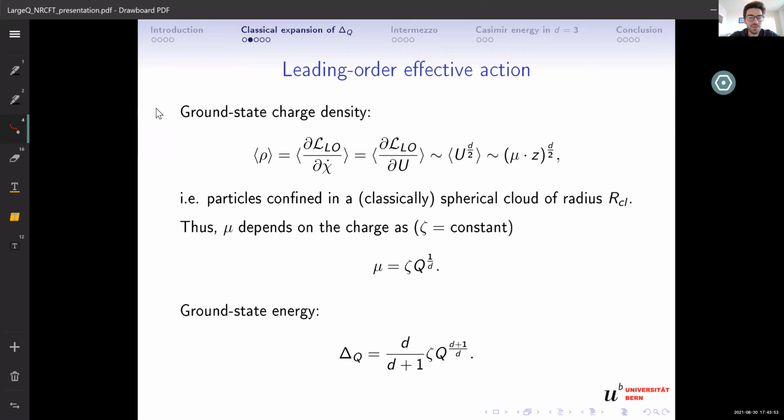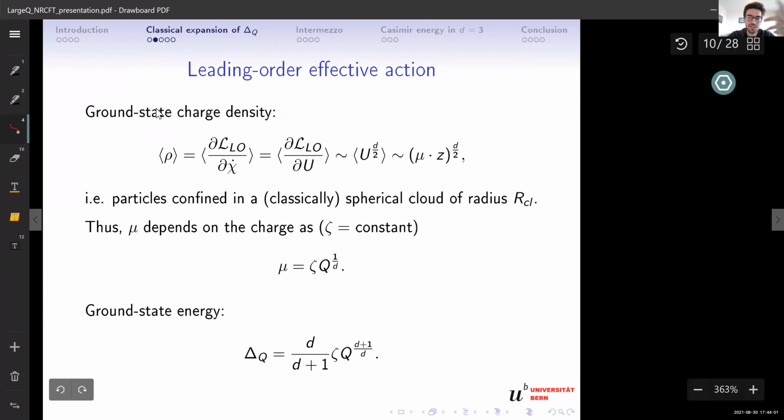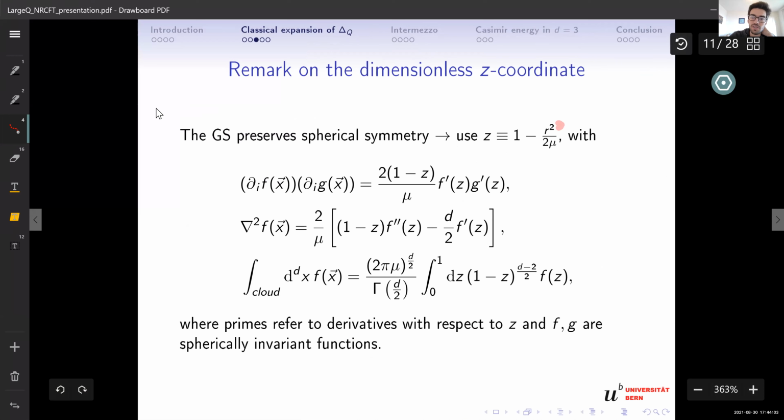And now we want to include subleading corrections to this expression here. But first, I want to comment on my change of coordinate, right, which is quite unusual. So I recall it here. This is the change of coordinate I perform whenever I'm in the ground state, because the ground state is spherically symmetric. So this coordinate is very convenient for all my purposes.